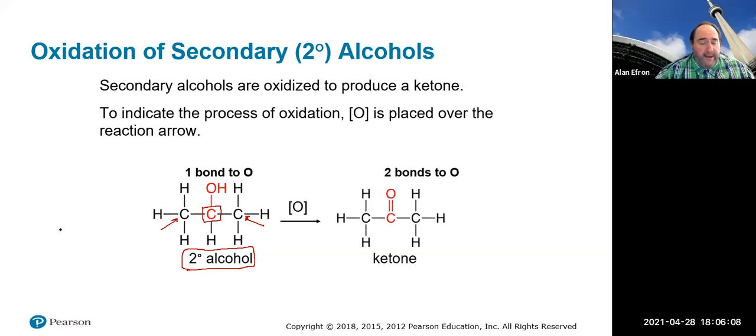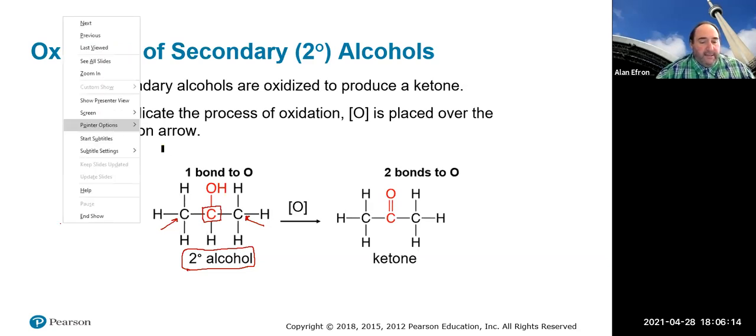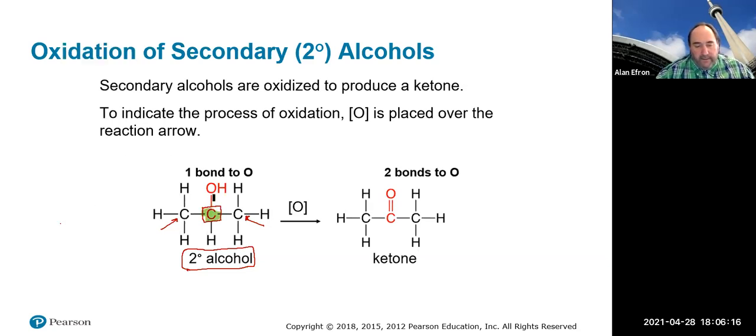So what's going to happen here is exactly the same thing as what happens with a primary alcohol. It is again the carbon oxygen part. That's the important part. And just like we did on the previous one, we're going to take off a hydrogen from the OH group.